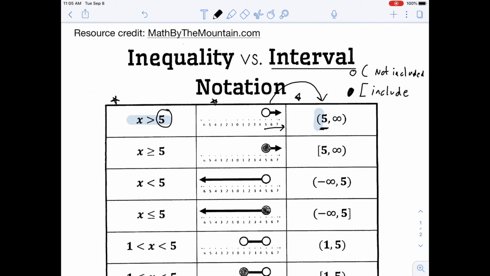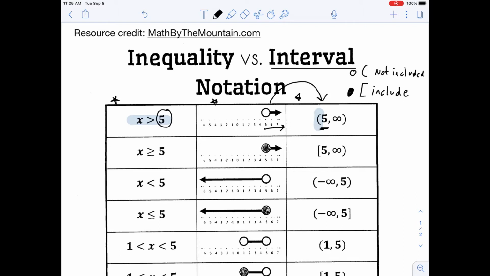So here, if x is greater than 5, we're starting at 5 but not including it and going all the way up forever to positive infinity. Now you'll never have brackets around positive or negative infinity, because it's a theoretical number, so you really can't include it. So around infinity or negative infinity will always be parentheses.